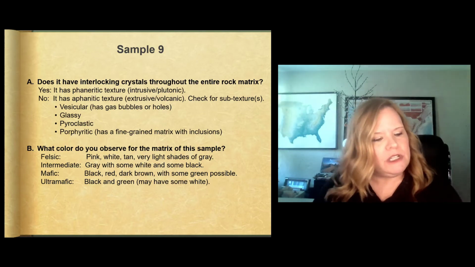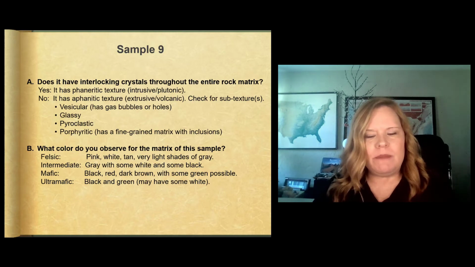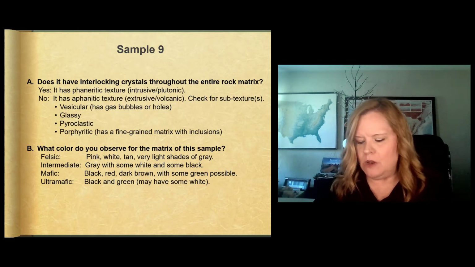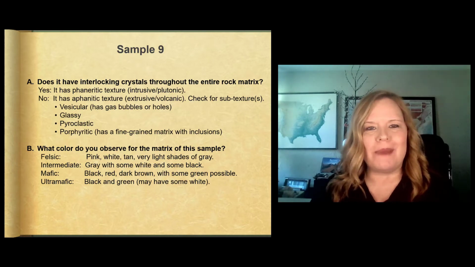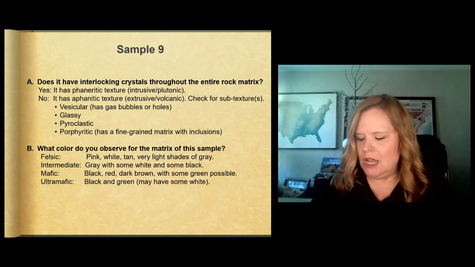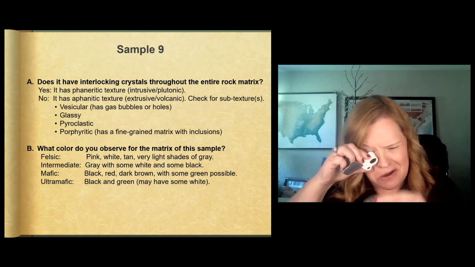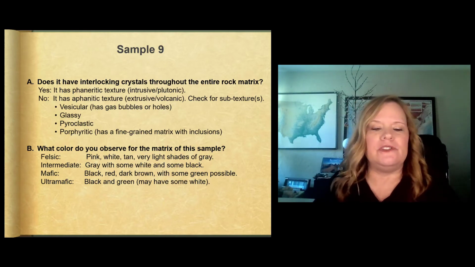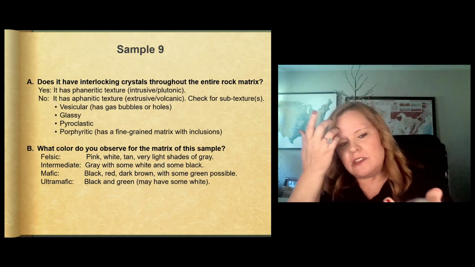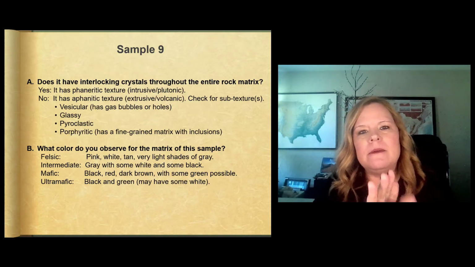Wow, this is pretty darn dense. Do you agree with me on that? So take a look at it. I realize it's kind of rounded. You're like, well, how did that happen? Happened in a riverbed. You'll learn more about that later on in the semester. So I can look at it under my hand lens. There are zero interlocking crystals. This is just a rock that's been tumbled down a riverbed.